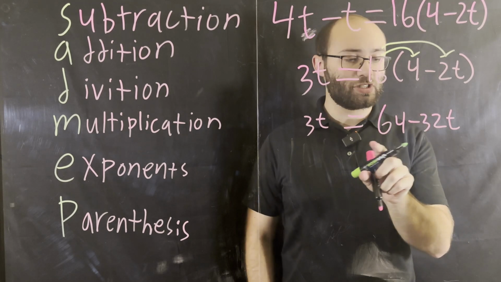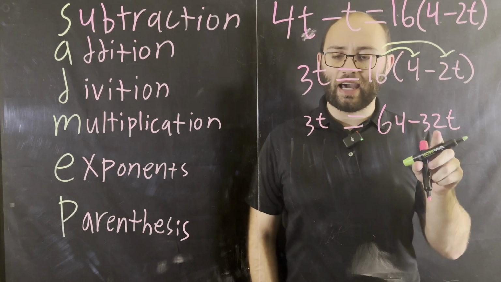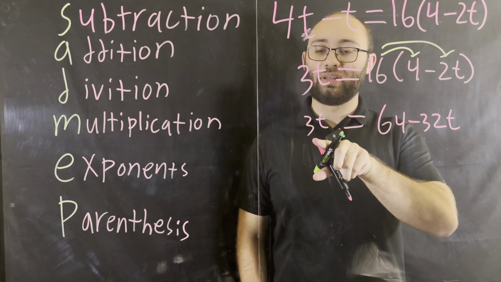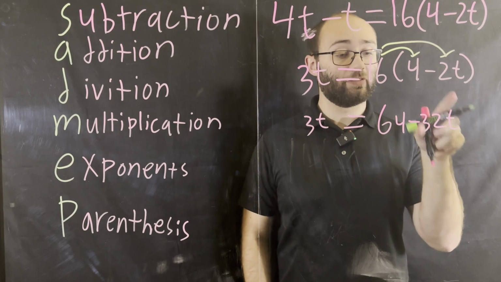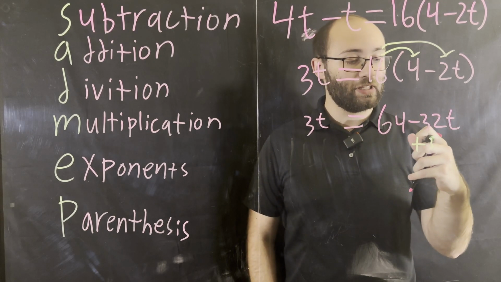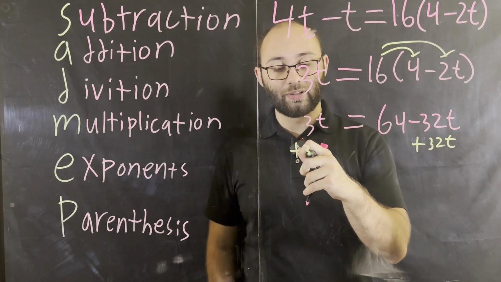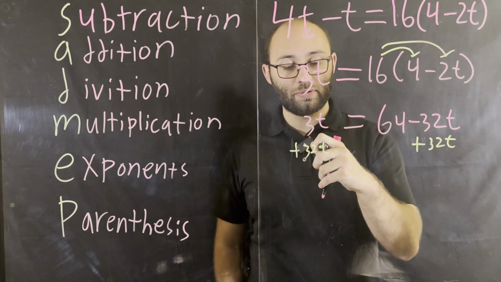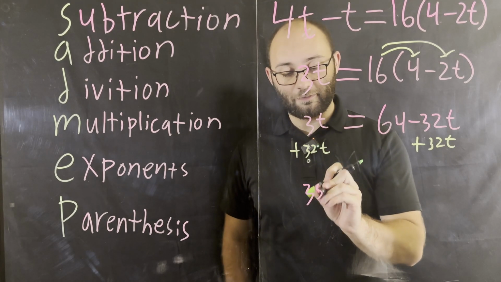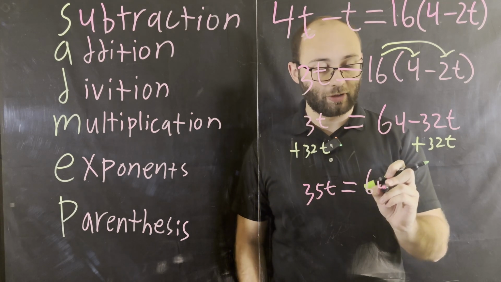Once again, let's check here. SADMEP. Is there anything that I can add or subtract over to the other side? And as a reminder, I want my variable on this side. So I'm going to check the variables over here. Sure enough, I have a negative 32t that I can add over. So let's add that over. 32t. 3t plus 32t is 35t, which is equal to 64.